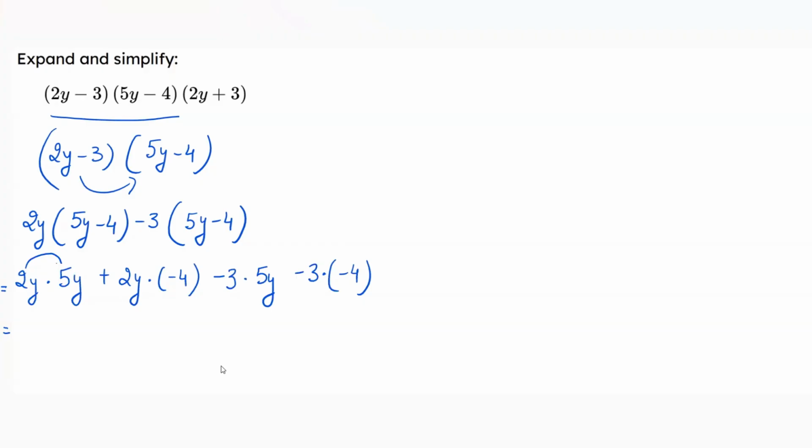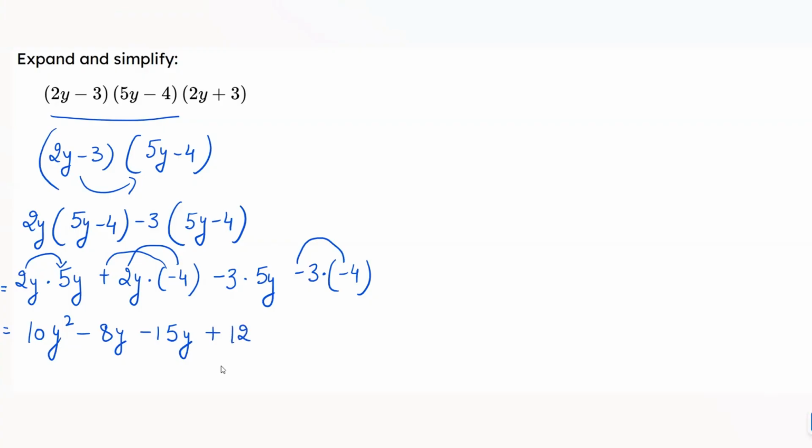So we'll get here 2 into 5, 10. y into y is y square. Plus into minus is minus. 2 into 4 is 8y. Minus 3 into 5 is 15y. Minus into minus is plus. 3 into 4 is 12.